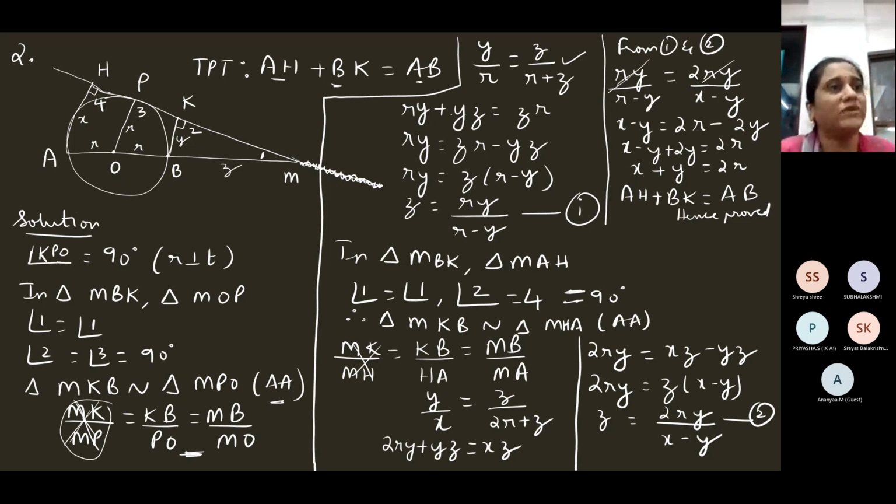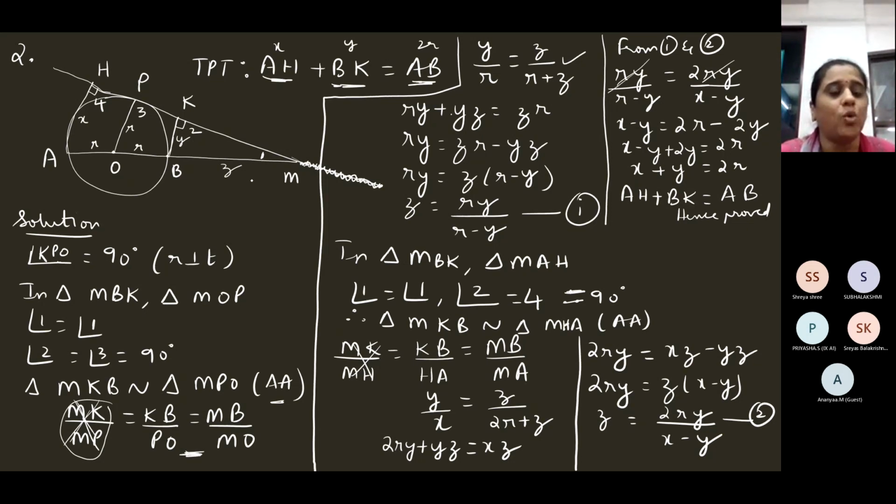When you need, you go back to the figure and mark it. So that's how we got this one. Now what you'll have to do is, what is this AH made up of, children? What is AH? Here in this figure it is X. What is BK? BK is Y. And what is AB, children? It's 2R.